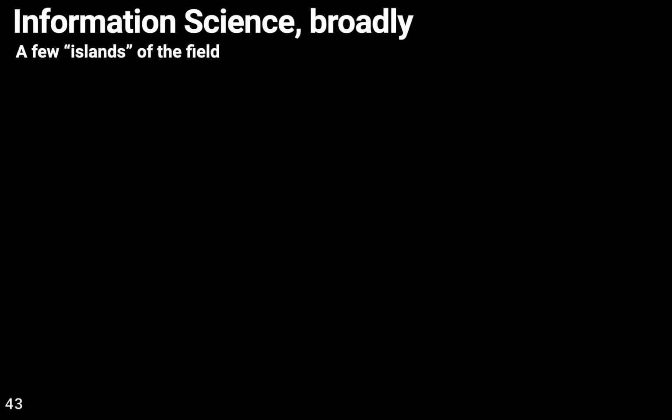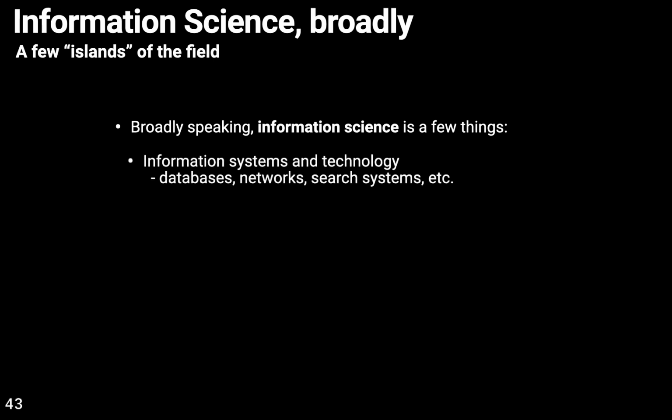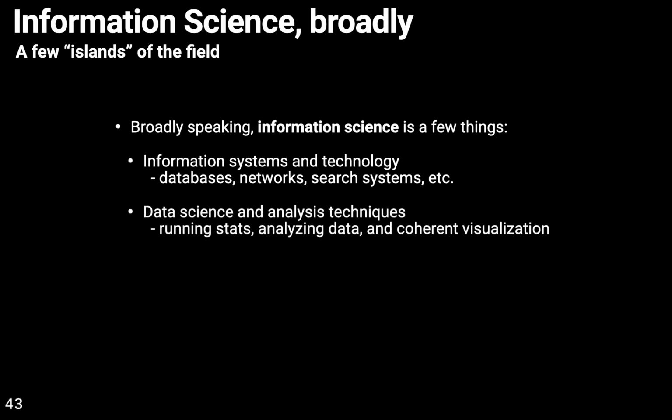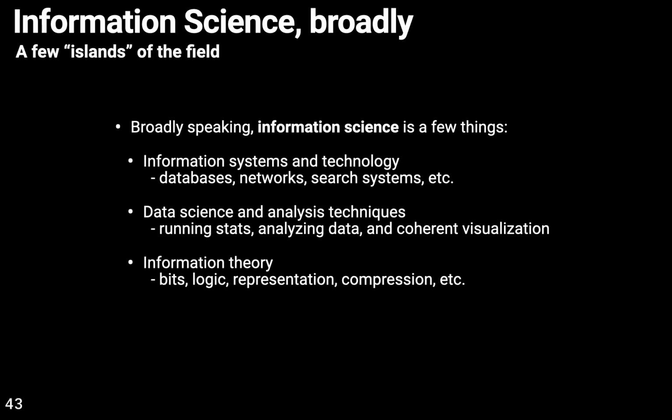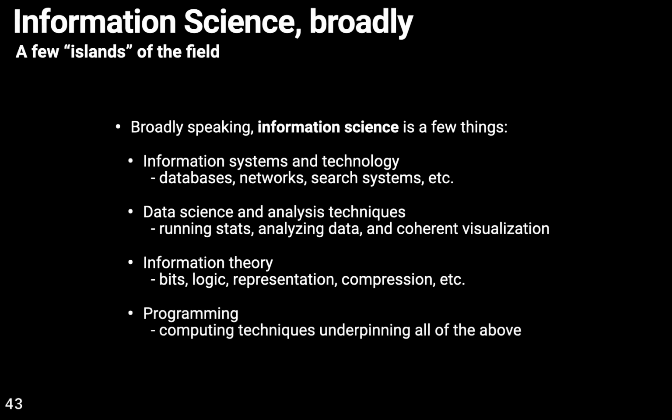Information science, pretty broadly, has a few different islands. There are more than this, but I'm just speaking in a broad sense. Information systems and technology, right? So databases, networks, search systems, the tech involved in those as well, like the server bays and all that, and how information systems interact and work together. It's also got a lot of data science and analysis techniques: running stats, analyzing data, doing coherent visualizations that actually communicate something about the data to humans. Also bits of information theory. So what are bits? How does logic apply to bits of information? How is it represented? How is it compressed and transformed, right? And then programming is all the computing techniques that underpin all of the rest of the above.